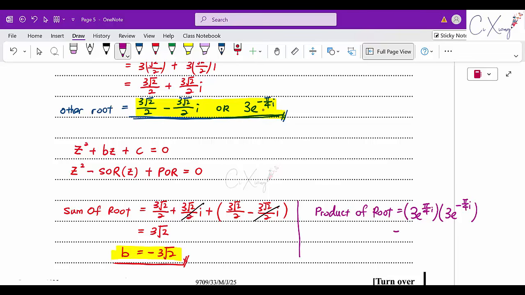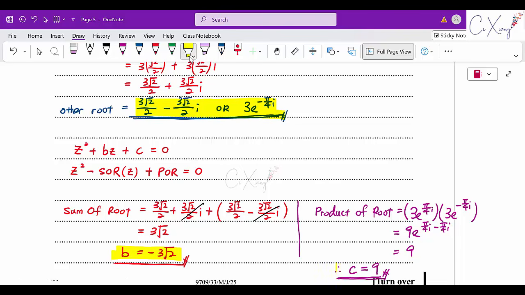Okay, please multiply them together. You'll be having 9, 3 times 3 is 9, right? When you want to add these two powers together, e^a multiply with e^b, that means you are adding the powers together. You're having πi/4 minus πi/4. So e power 0, what do you get? You get a 1. Therefore, your final answer for the product of root will be 9. Then if you compare product of root with the equation here, c is equal to the product of root. Therefore, c has the value 9.